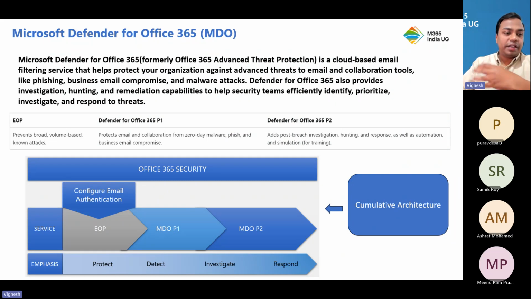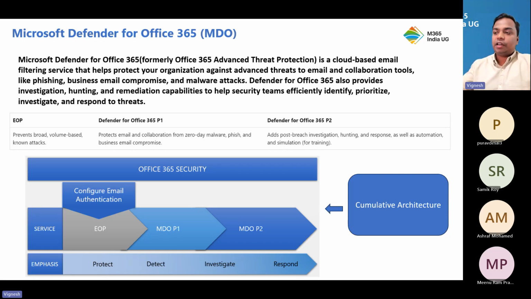You don't need to pay anything extra. As long as you're licensed for Exchange Online, you get Exchange Online Protection, right? And we'll be talking about what are the things that you can configure on Exchange Online Protection. And then on the next level, you have the MDO Plan 1, which is why you can see me calling this a cumulative architecture, right? And then you have the MDO Plan 2. So EOP is the one which offers all the protection capabilities.